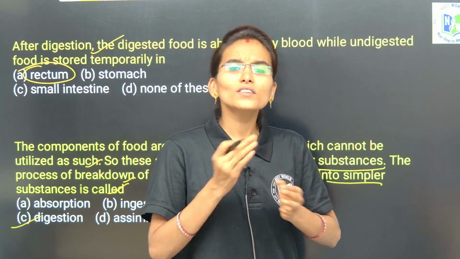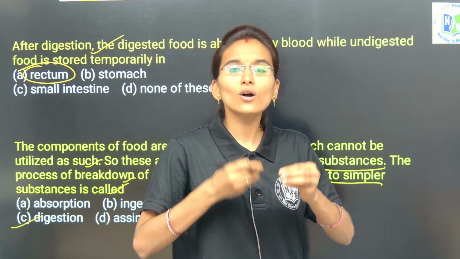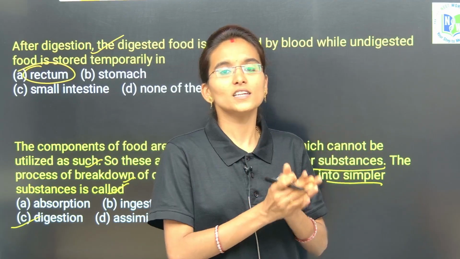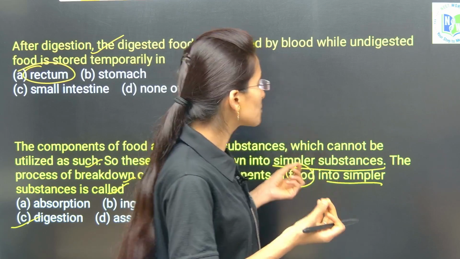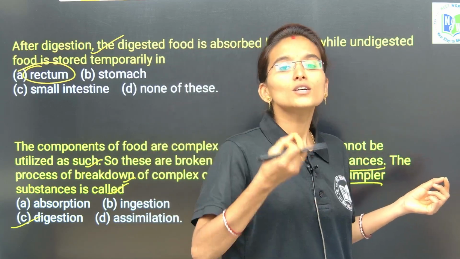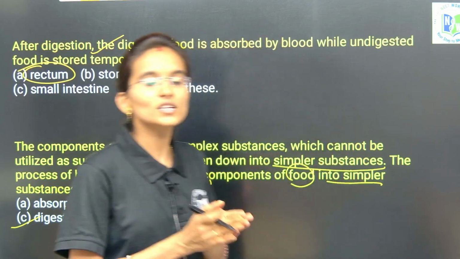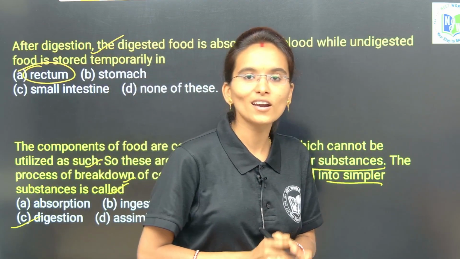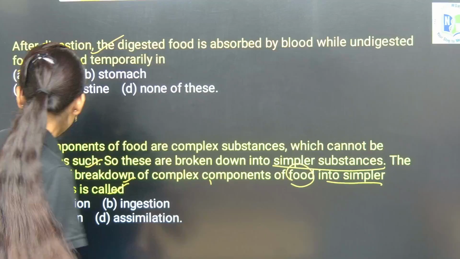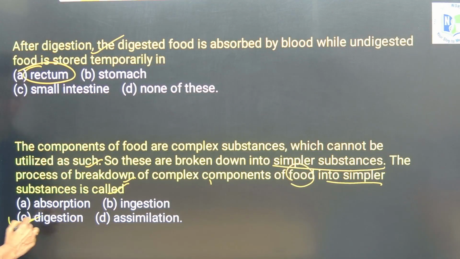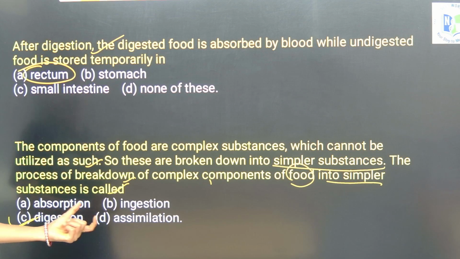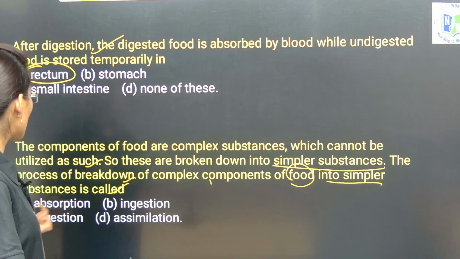Why are we calling it digestion? Because if we do not break the complex substances, then we cannot easily absorb them into our body. To get it absorbed in our body, we need to break it down. So, this particular process is called digestion. Option C will be the right option, but we need to verify options A, B and D.